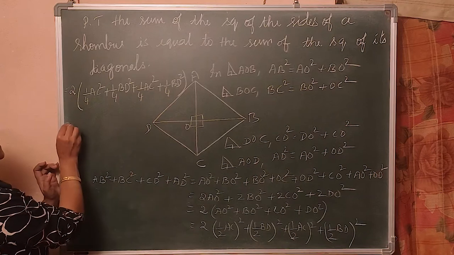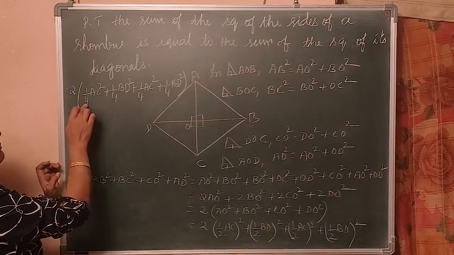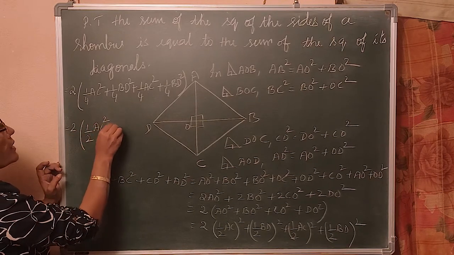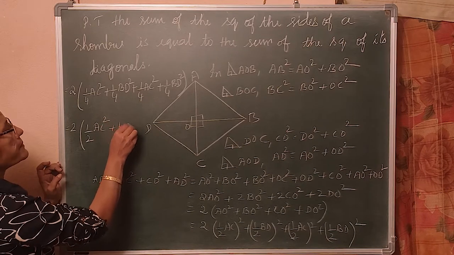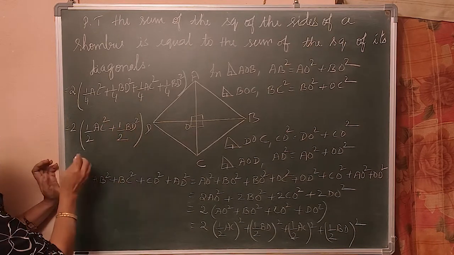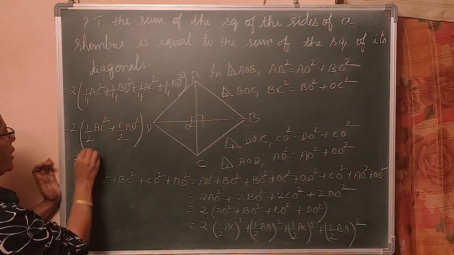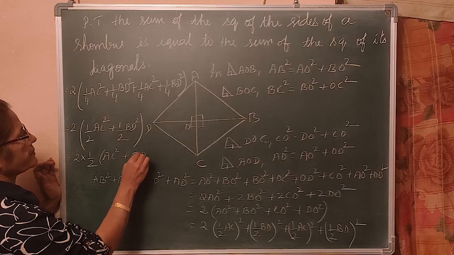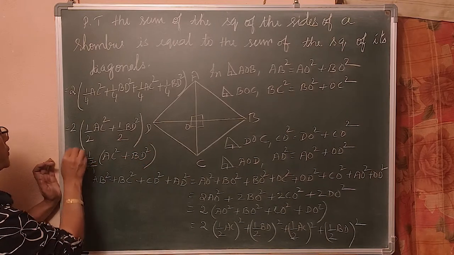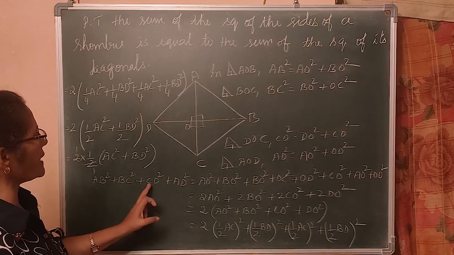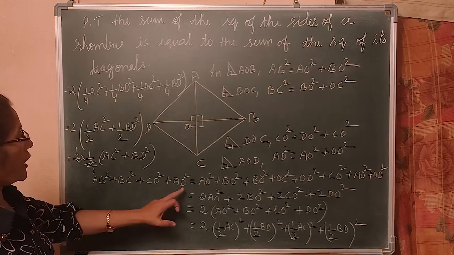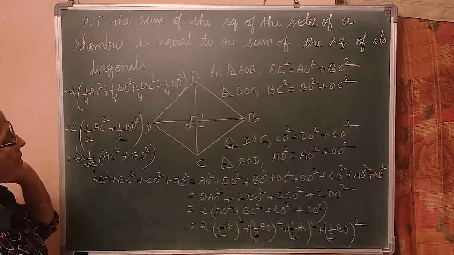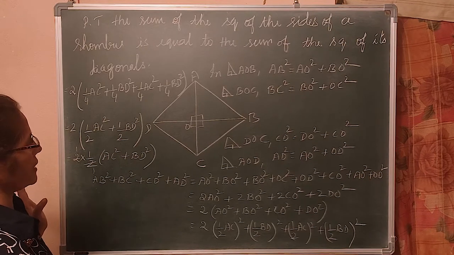So is equal to 2 into 1 by 4 plus 1 by 4, which is half AC square plus half BD square. Right? Again half is common, take out 2 into half, AC square plus BD square. Did we get the answer? 2 ones are 2. The sum of the squares of the sides of the rhombus is equal to the sum of the squares of the diagonals, AC square plus BD square. We come to the conclusion.